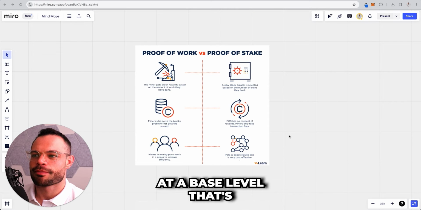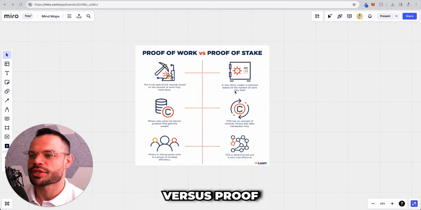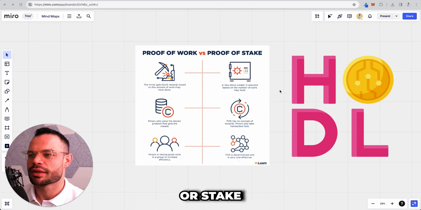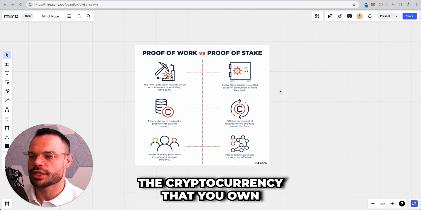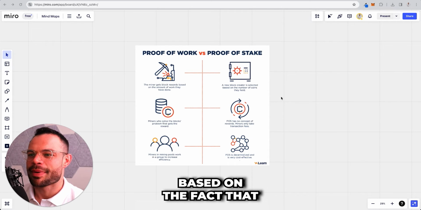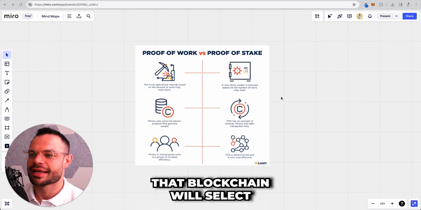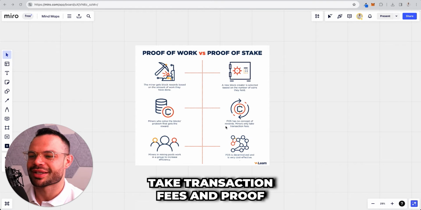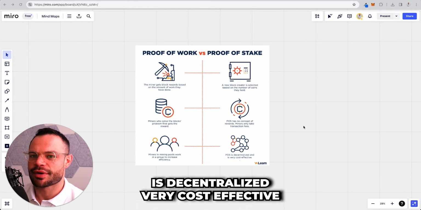So at a base level, that's proof of work versus proof of stake, where a new block creator is selected based on the number of coins that they hold. So in a proof of stake model, basically you can hold or stake the cryptocurrency that you own, and new blocks get added to that blockchain based on the fact that the blockchain will select a validator on the network based on the number of coins they're holding in their wallet. Proof of stake has no concept of block rewards. Validators only take transaction fees, and proof of stake is decentralized and very cost effective.